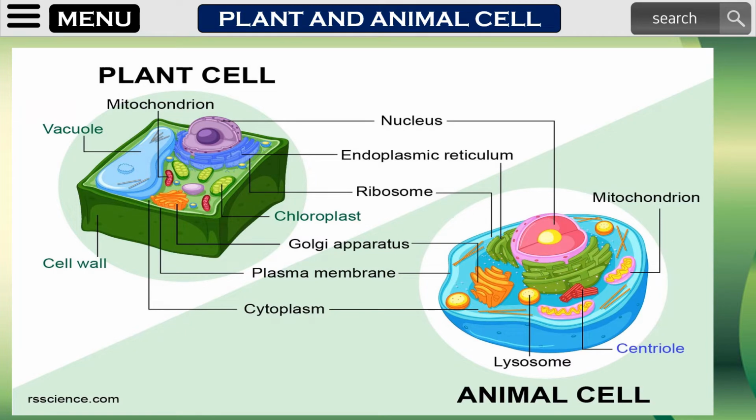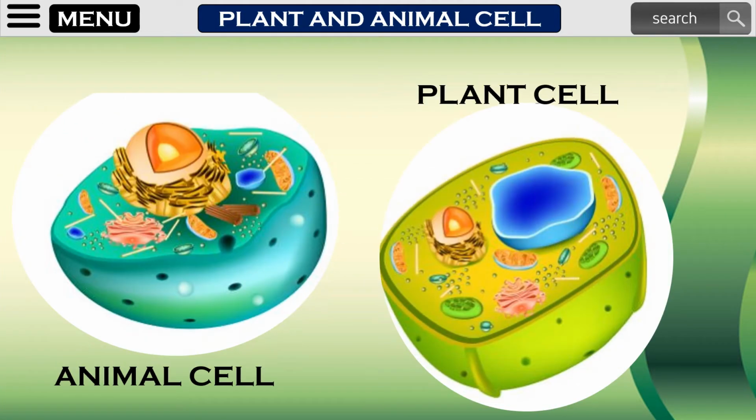The two types of cells that you are going to encounter in this video are animal cell and plant cell. We will be differentiating both types of cell. But for now, let us talk about their parts and functions first.